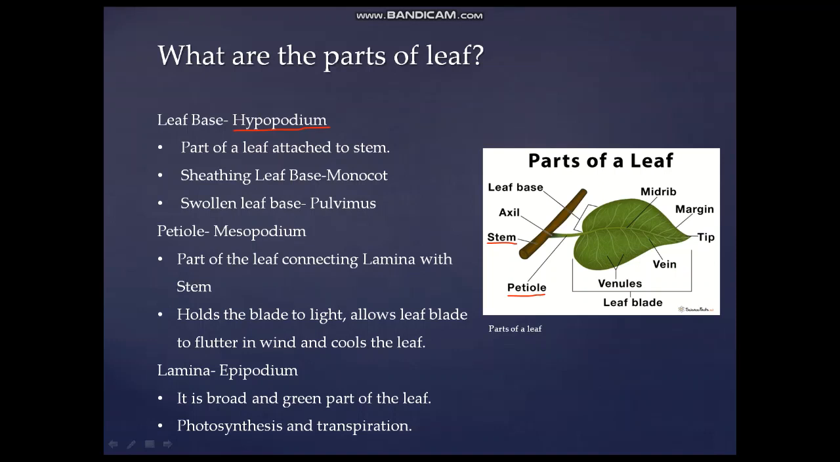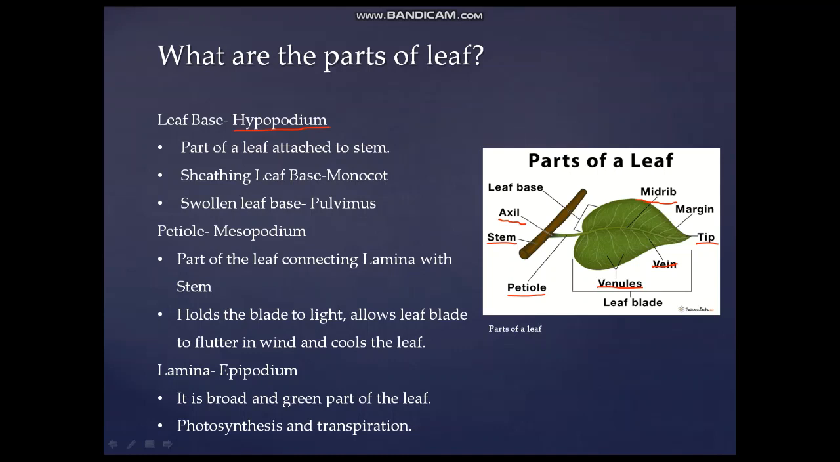The other parts of the leaf shown in this diagram are the middle line known as midrib and the network known as veins and venules. Another one is the apex part, that is known as tip, and axil. Axil is the angle formed between the main stem and the petiole from where they arise.